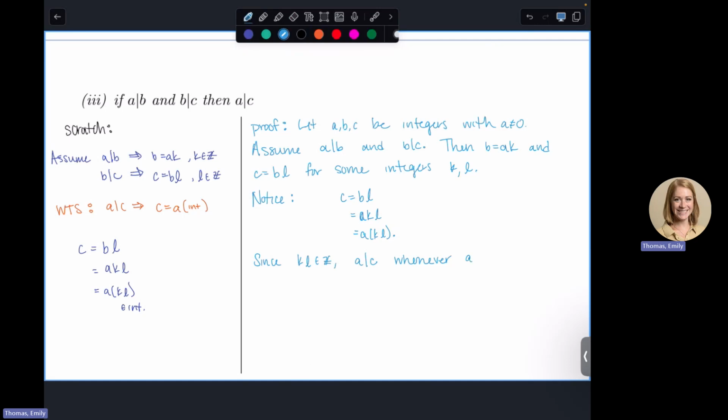No, I'm not going to say that there. That's going to be really gross. Thus, if A divides B and B divides C, then A divides C.